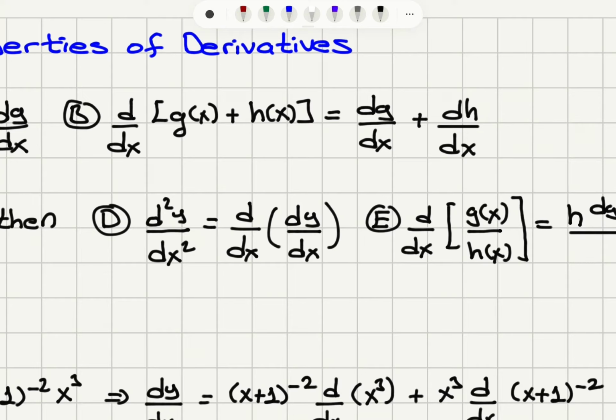The second derivative of y with respect to x means we're taking the derivative of the derivative. So if we have the derivative of y with respect to x, we take its derivative with respect to x again. That's the second derivative.